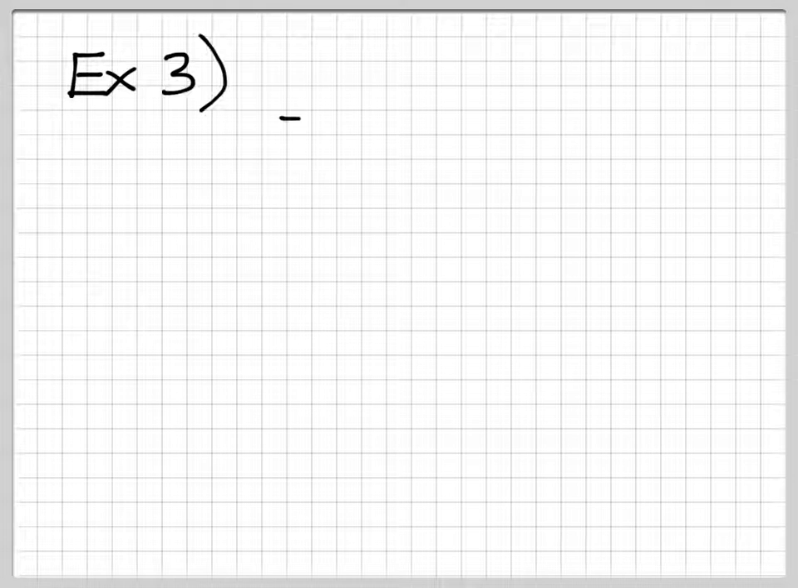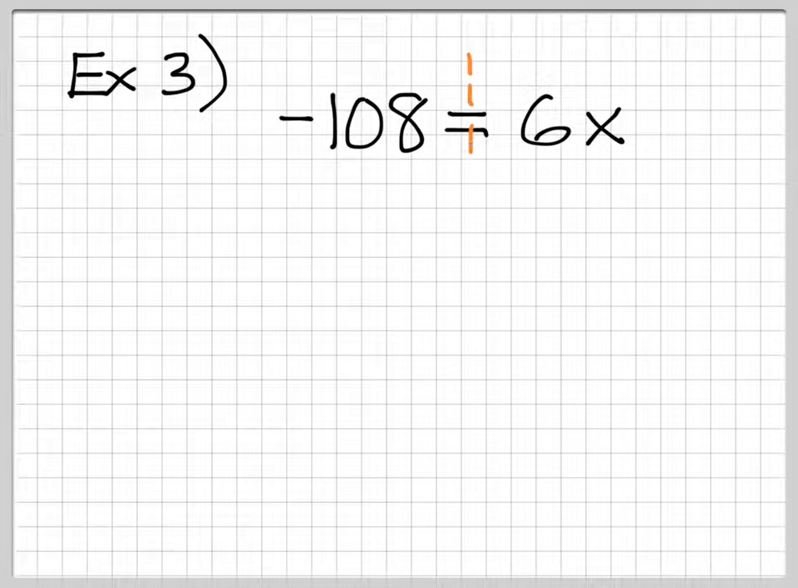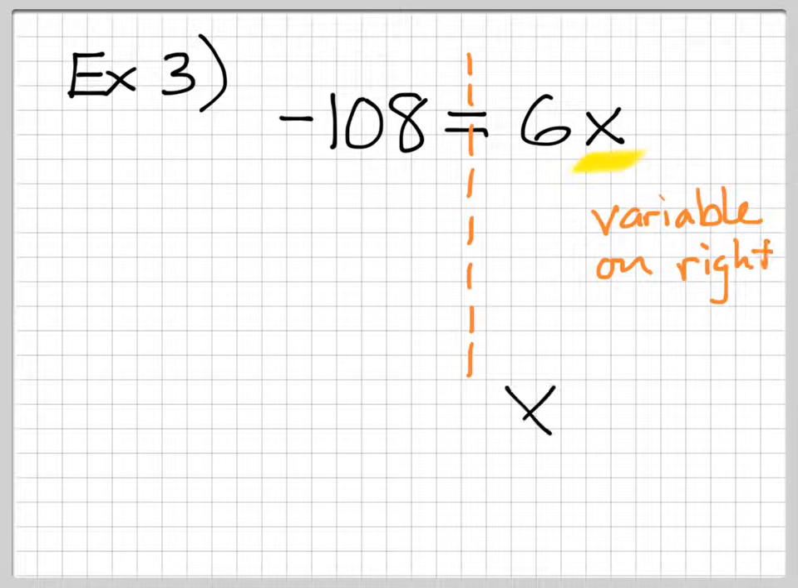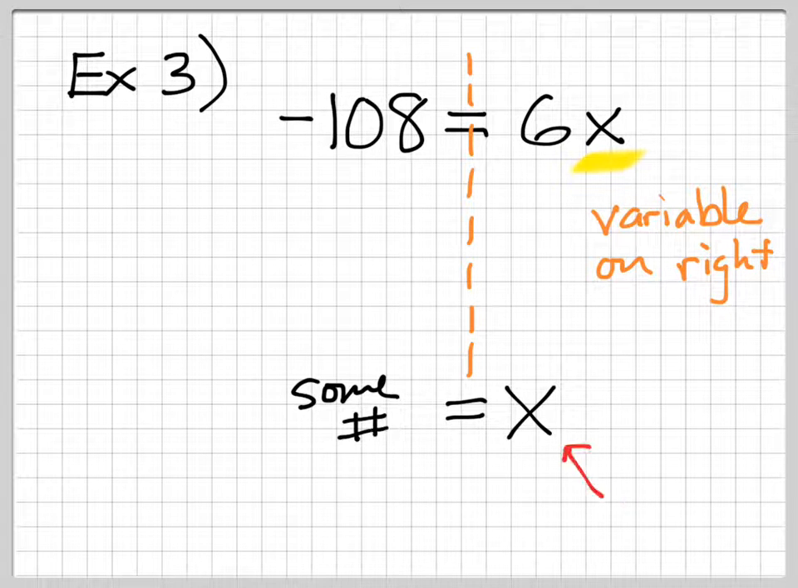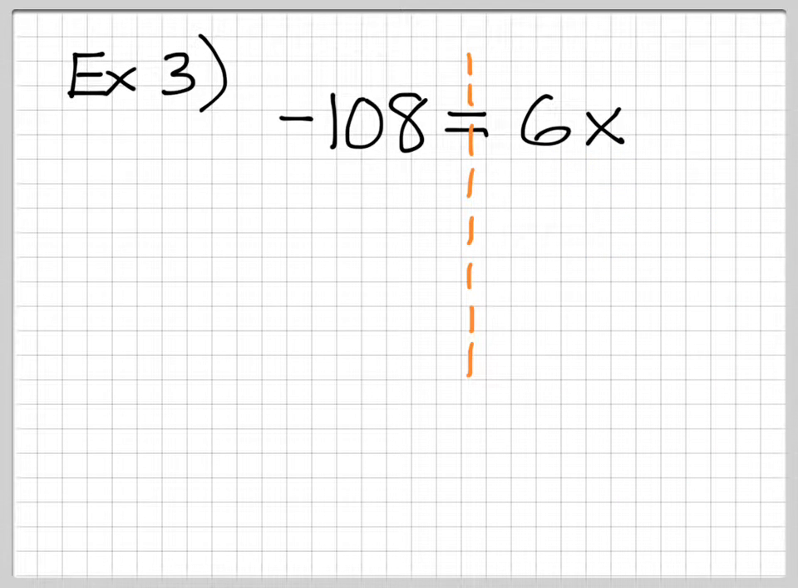Example number 3. Negative 108 equals 6x. And I draw my imaginary line through the equal sign again. Now, this problem's a little bit different. You'll notice this time the variable is on the right side, and that's okay. My goal this time is I'm going to have x equals, reading backwards from right to left, because we can do that in math, x equals some number. So my goal this time is to get the x all alone on the right-hand side of the equation. Let's go ahead and erase that.